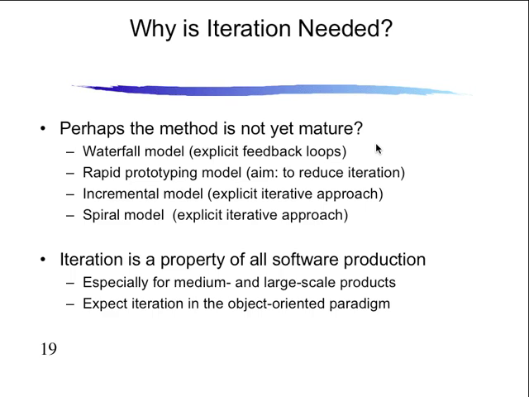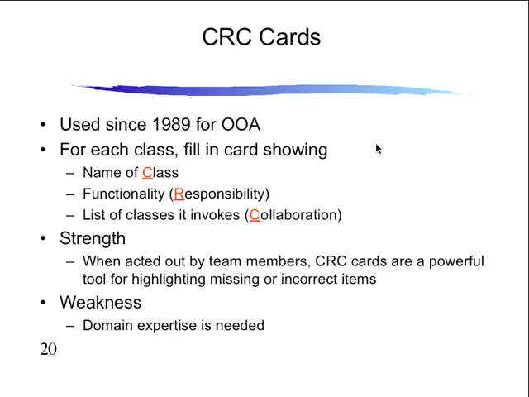I skipped over what was called CRC cards. I thought it was in this. Yeah, here it is. Actually, it's next. I want to cover CRC cards a little bit, but that's extremely outdated. And actually, I'm going to cover that first and then come back to iteration in a second. But CRC cards, 1989, object-oriented analysis. This is very, very, very old. This is like one of the first techniques.